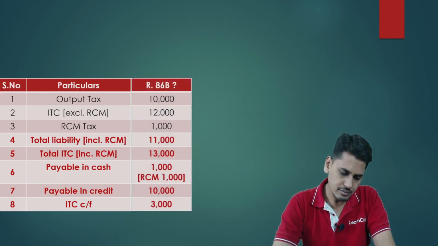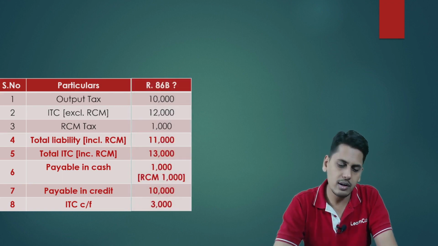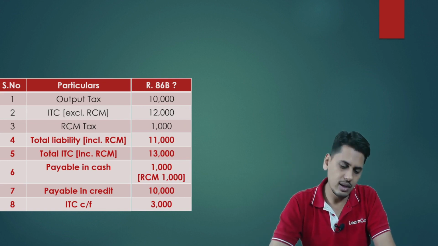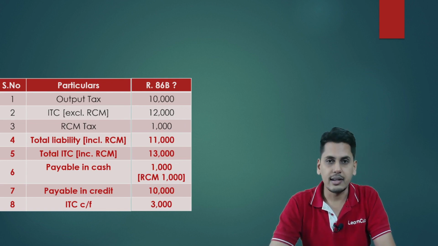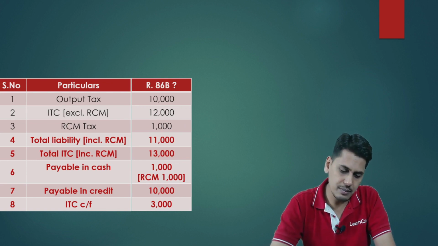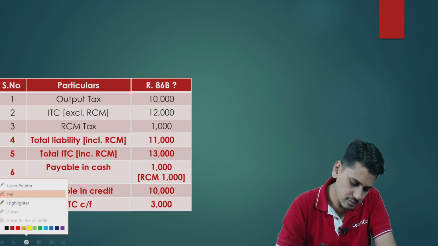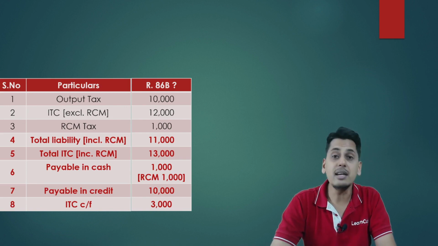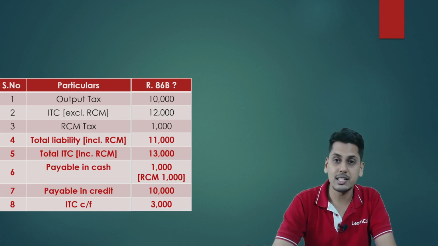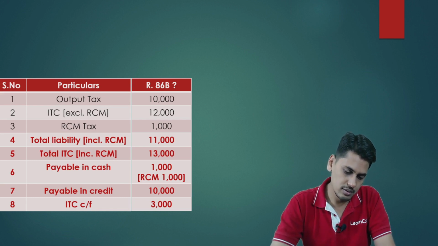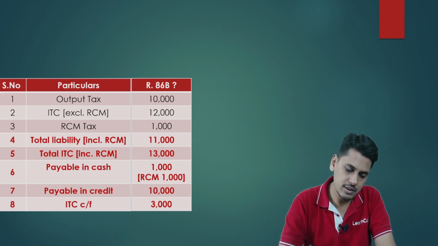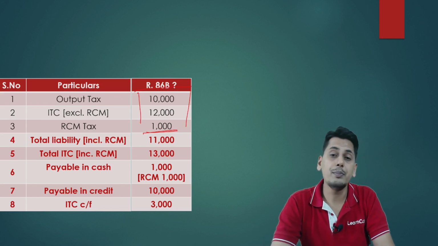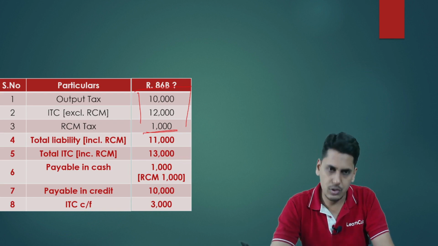Let's say output tax for a particular tax period is 10,000. Let's assume it to be in crores. Output tax is 10,000. Input tax credit excluding reverse charge mechanism is 12,000. RCM tax is 1,000. So these are the facts which are given in the question. Output tax is 10,000. Input tax credit excluding reverse charge is 12,000.